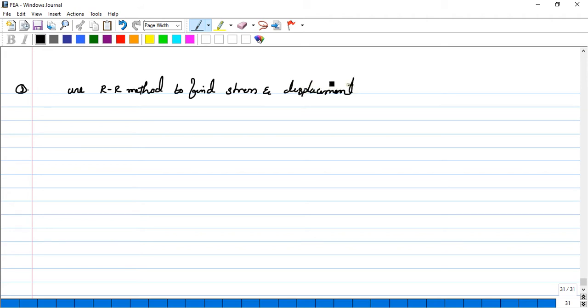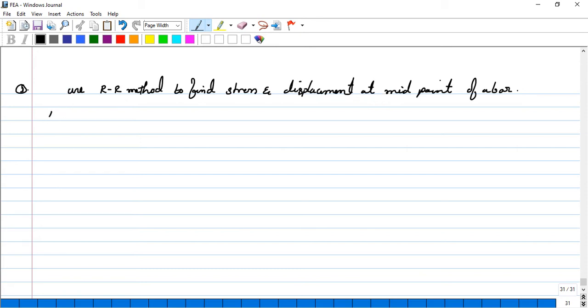I hope you can see that it is very clear. Stress and displacement. Displacement where? At the midpoint of a bar. So it is very clear. The given element is a bar. We need to identify the stress as well as the displacement at the midpoint, both stress and displacement at the midpoint.